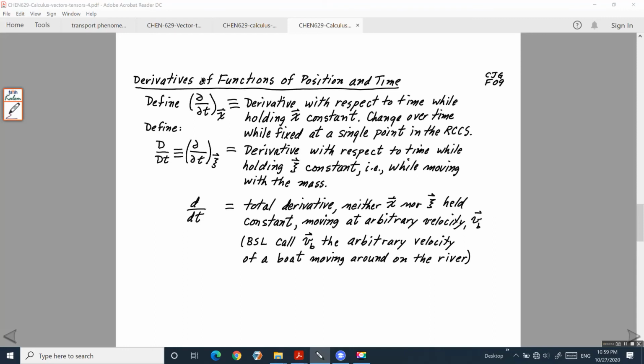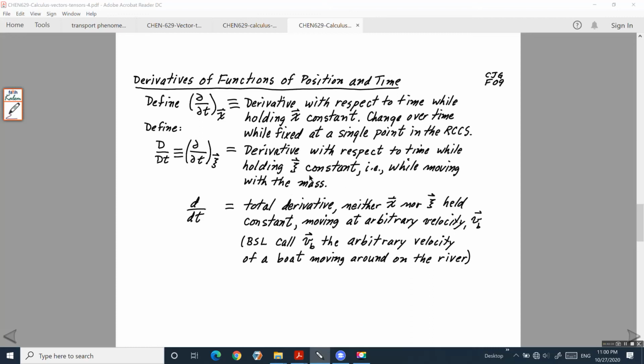So we defined before this partial derivative at constant x: the derivative with respect to time while holding x constant, as when I observe the fish concentration standing on the bridge, changing over time at a single point in the rectangular coordinates. Now define this as the substantial derivative. This time the partial derivative is with a fixed starting reference coordinate, the derivative with respect to time while holding that constant while moving with the mass.